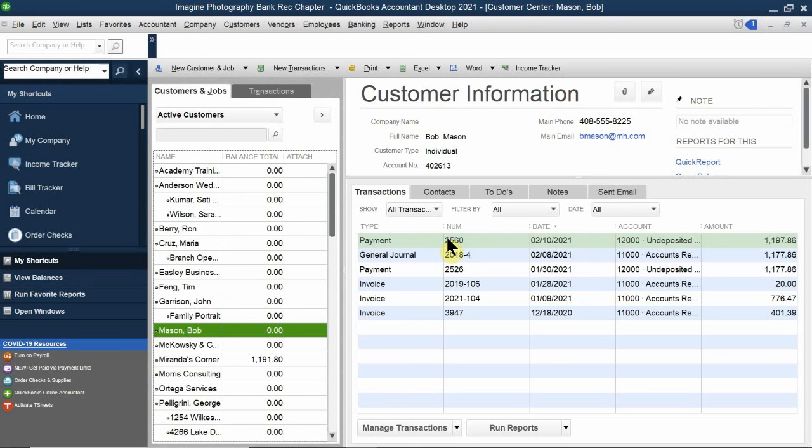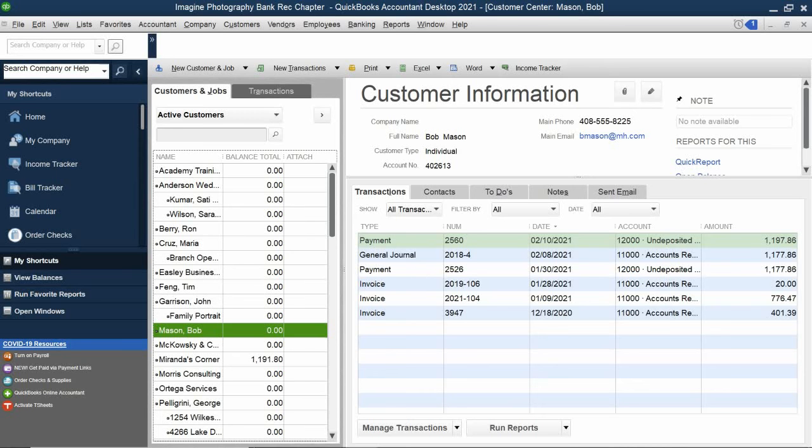So again, that is why it is very crucial you do not delete any transactions. Because if I delete this transaction, it affects my checking account. It affects my accounts receivable. It affects this payment right here. Okay. Any questions in regards to recording a bounced check? No. No. Okay.